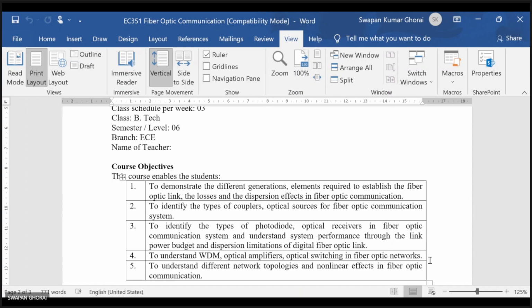And the fifth objective of this course is to understand the different network topologies. Of course, we have seen this to some extent in data communication systems: ring, mesh, bus, etc. But here we'll focus only on fiber optic LANs. We'll see the LAN topologies and the different aspects of LANs.